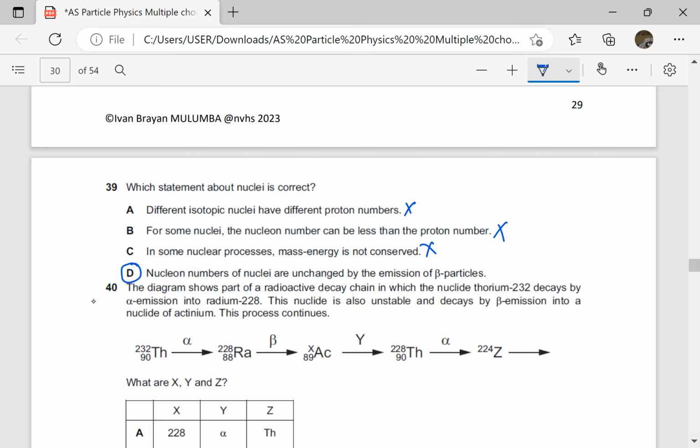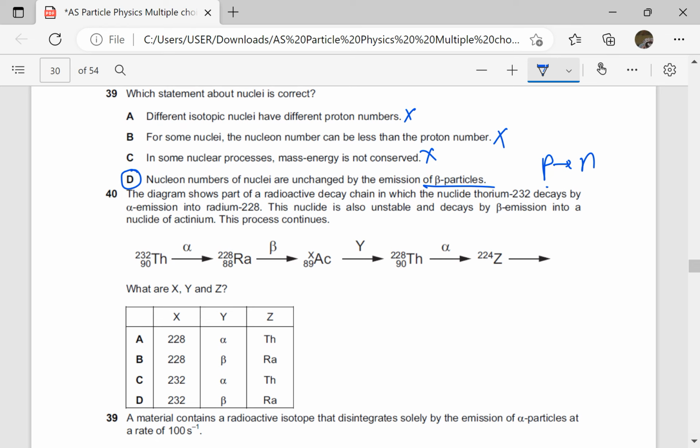Nucleon numbers of nuclei are unchanged by the emission of beta particles. That is true. If a proton changes into a neutron, the number of protons reduces, but the number of neutrons increases. One proton is lost, one neutron is gained. The total number of nucleons remains the same.